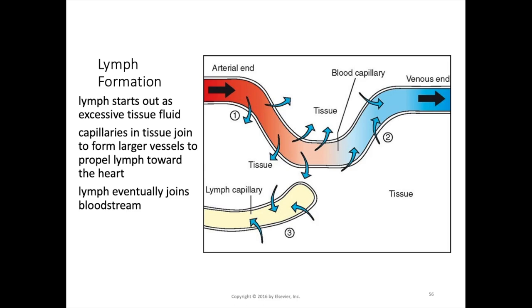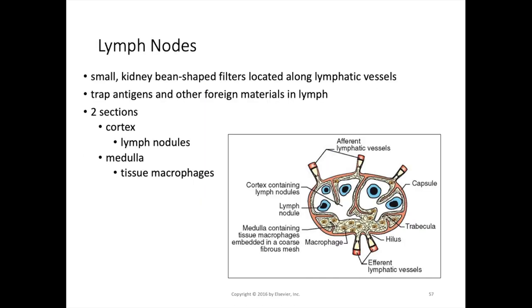So we know that lymph flows through these little lymphatic vessels, and of course it connects to lymph nodes in order to undergo phagocytosis and get rid of any foreign invaders. Lymph itself, the lymph fluid, starts out as excess tissue fluid. Capillaries in tissue join to form larger vessels to propel the lymph forward toward the heart, and lymph eventually joins the bloodstream. So it's taken from the bloodstream, filtered, and then put back in the bloodstream. Those lymph nodes that I was talking about are small little kidney bean-shaped filters along the lymphatic vessels. They trap antigens, like I said. They have two sections, a cortex and a medulla, similar to that of the kidney.